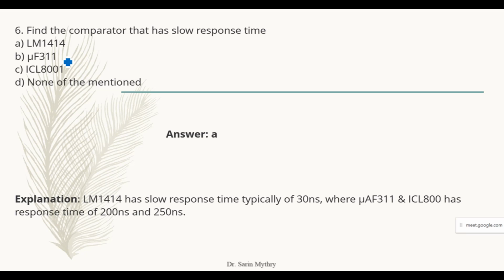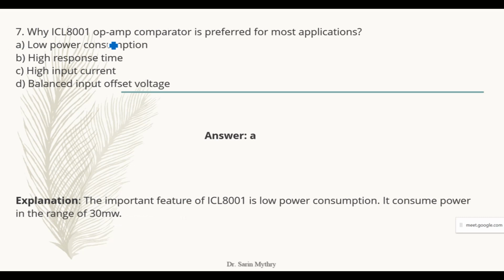We know that one. So now, out of these, which one has the slow response rate? The first one, the LM1414 comparator, will have the slow response time. It has a slow response time of typically 30 nanoseconds, whereas the other two have response times of 200 nanoseconds and 50 nanoseconds. So which is the slowest one? The slowest one is the first one. Option A is the correct one. Next one.